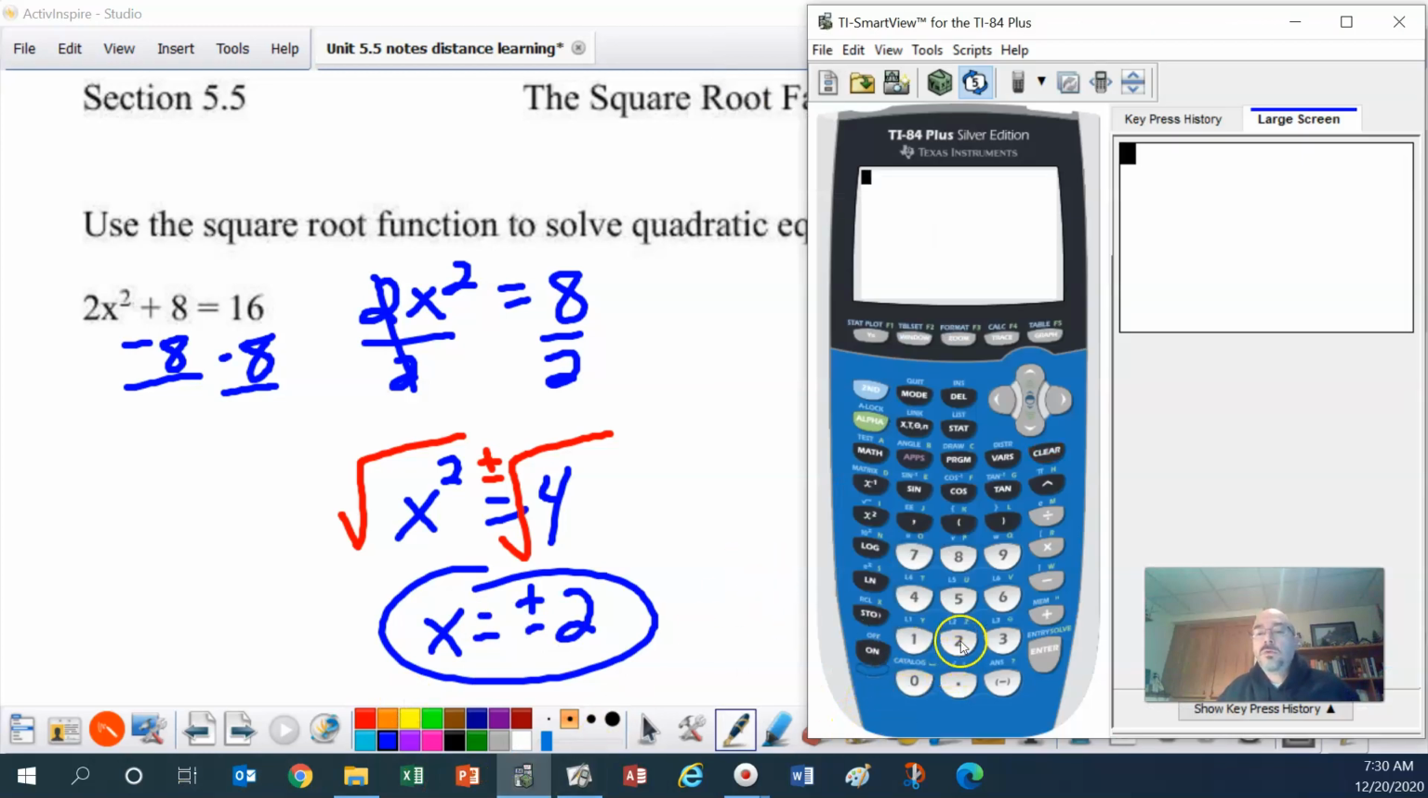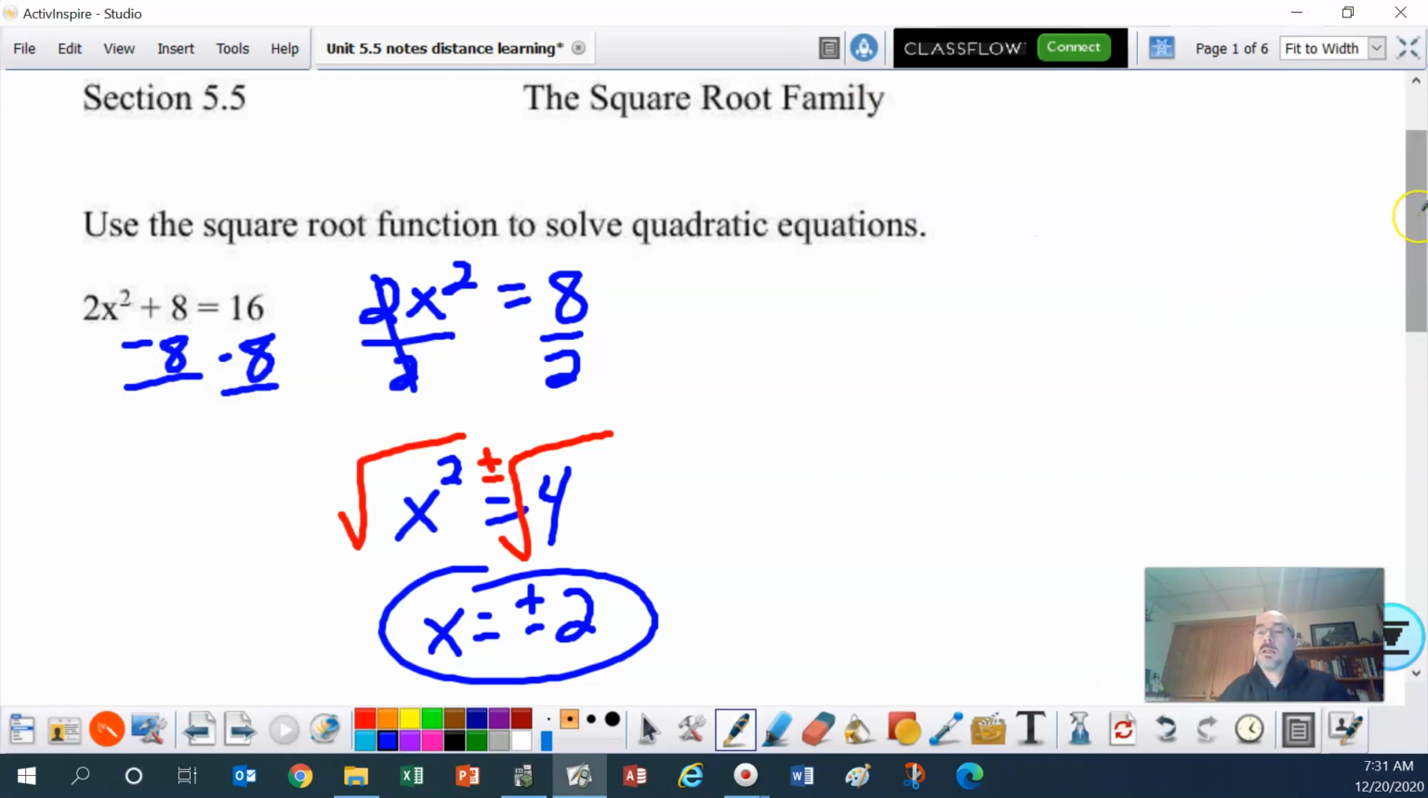If I replace the x with the positive 2, I put 2 times positive 2 squared, and then add 8, and I get 16. Now if I take 2 times the negative 2 squared, and it's very important that you use parentheses, you know that a negative squared ends up being a positive, right? So if I add that 8, I'm also going to get 16. So there are two answers. Pretty straightforward. Let's go to the next one.